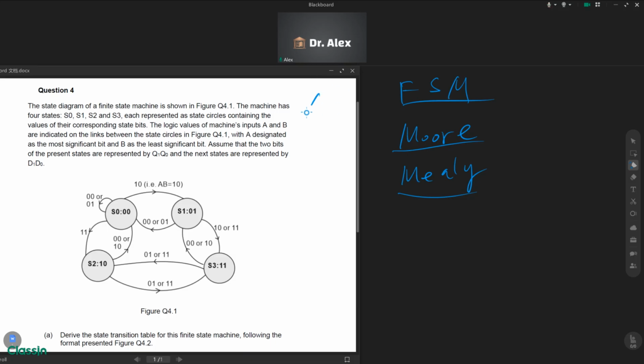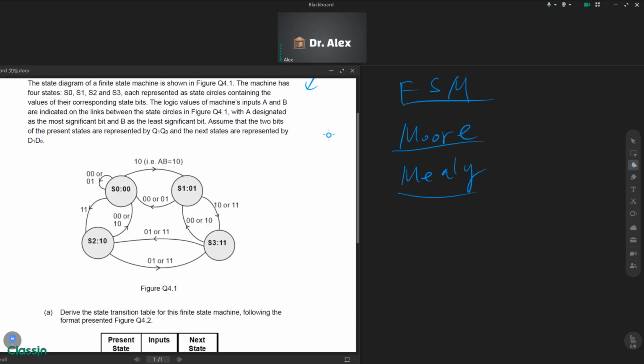As to this question, we can see there are basically four states. All right, S0, S1, S2, and S3. We use 00 for S0, 01 for S1, 10 for S2, and 11 for S3. Okay? And we can also get the information that the next state has a relationship only with the input.